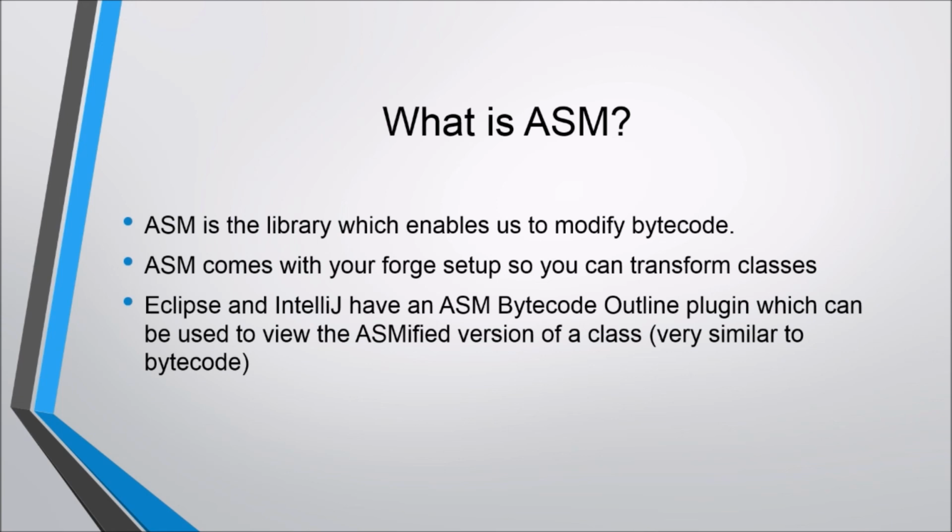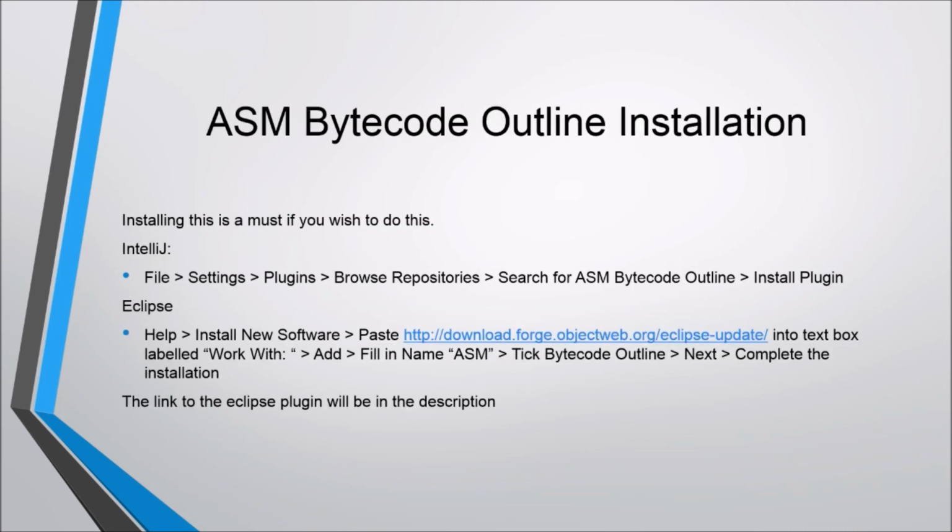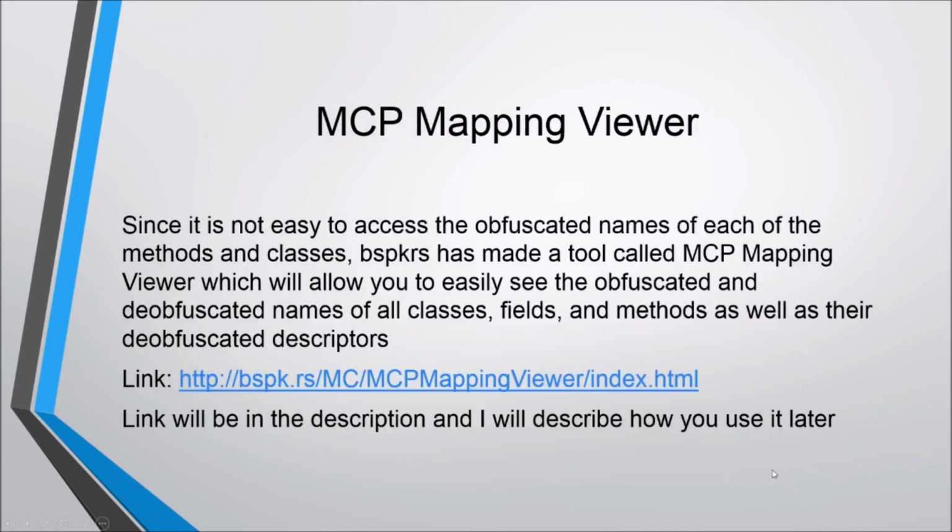Eclipse and IntelliJ have a plugin called ASM Bytecode Outline, which can be used to view the ASMified version of a class. Here I've got the instructions to install it. I recommend you pause the video now and install it for your IDE of choice. As a warning, I'm going to be using IntelliJ, so if you wish to follow along with me exactly, you can use IntelliJ, but Eclipse users should be able to follow along as well. Pause here, and there'll be a link to the Eclipse download in the description, because it's not in one of the Eclipse repositories.